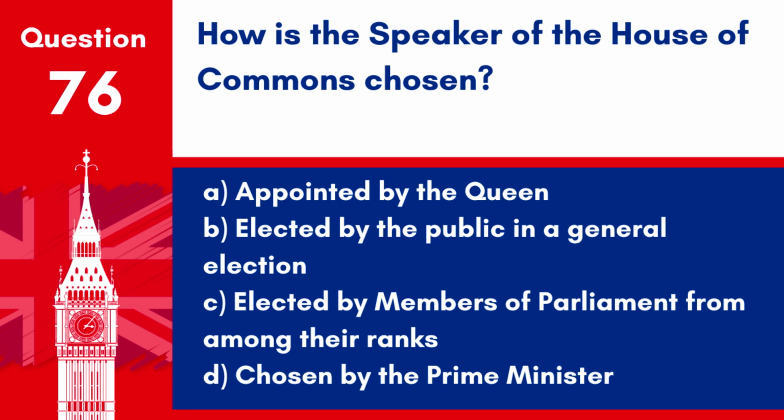Question 76. How is the Speaker of the House of Commons chosen? A. Appointed by the Queen. B. Elected by the public in a general election. C. Elected by members of Parliament from among their ranks. D. Chosen by the Prime Minister.